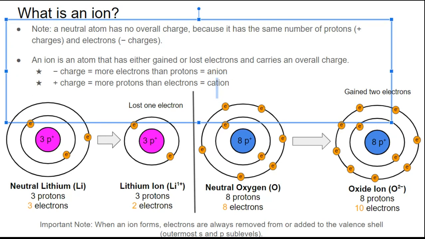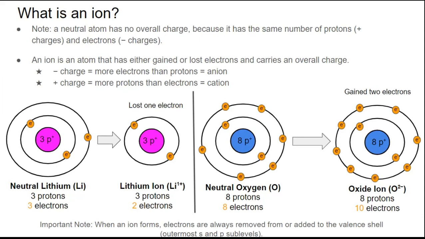Okay, so anion is a negatively charged ion. It's an atom that has gained additional electrons. And a positive ion is called a cation, and it is an atom that has lost electrons and carries a positive charge. Okay, down below are some picture diagrams of two examples.